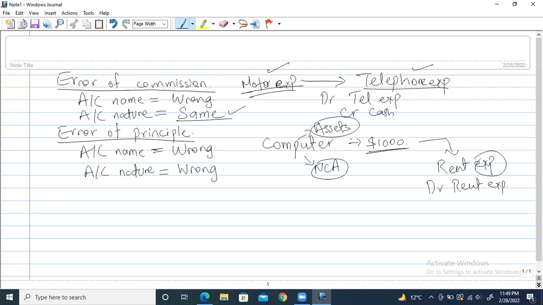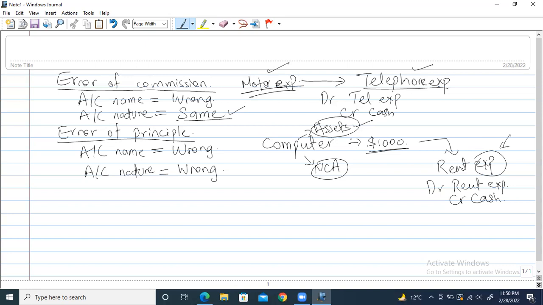And credit cash. So you see the same thing happened over here, that debit and credit are the same, but what happened is that the account nature is wrong. Over here we actually needed to record an asset, but accidentally we have recorded it as an expense, right? So expense and assets, although the treatment is the same, the nature is wrong, right?